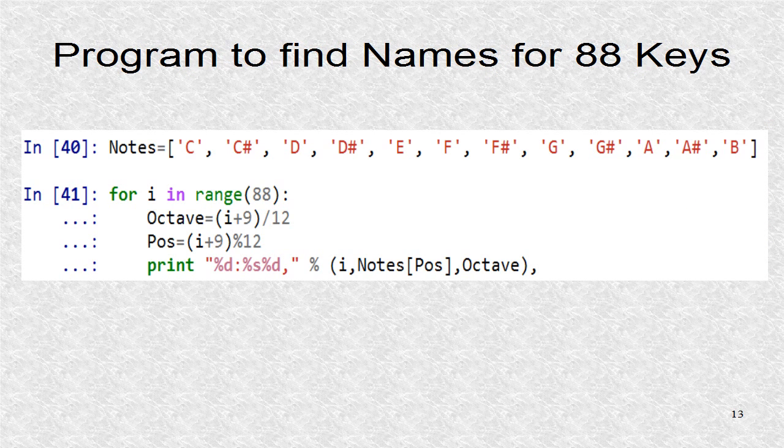13. First we have to define the 12 note names. Then we use a for loop to go over the entire 88 keys. We find the octave and POS variables according to the formulas we found earlier. In the print string formatting, %d for integer and %s for string are used. We covered this kind of printing earlier. The final comma, which is to the right of the closing parenthesis, tells the print to suppress the normal printing of the newline character. If we do not have this, we will have to scroll up and down since our list will not fit in one page.